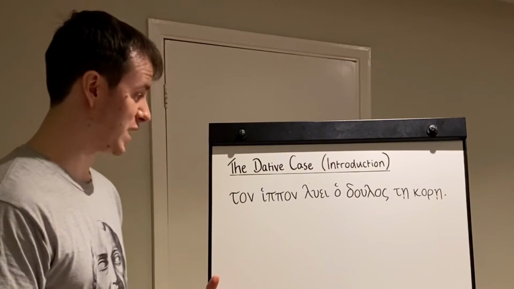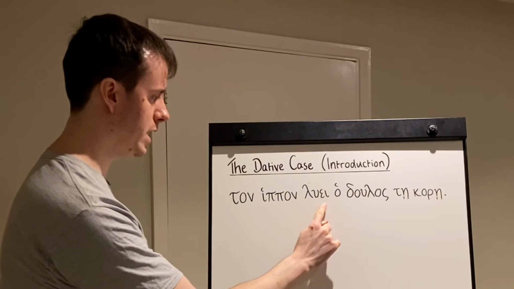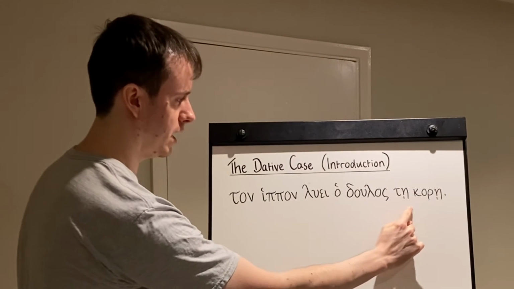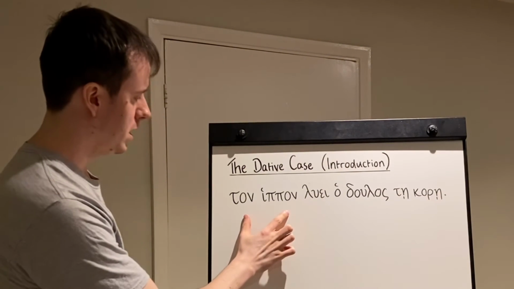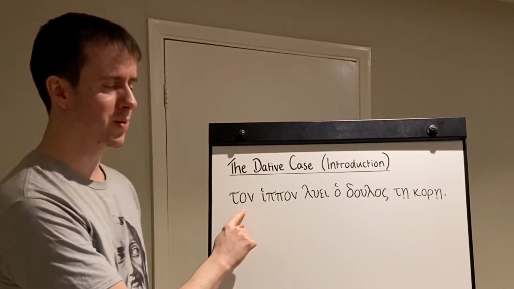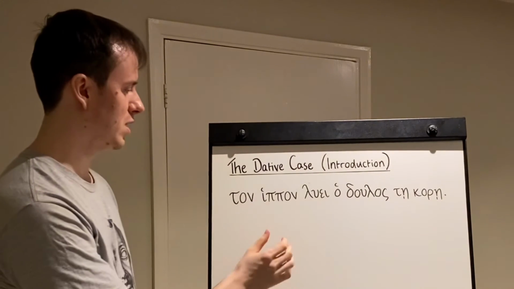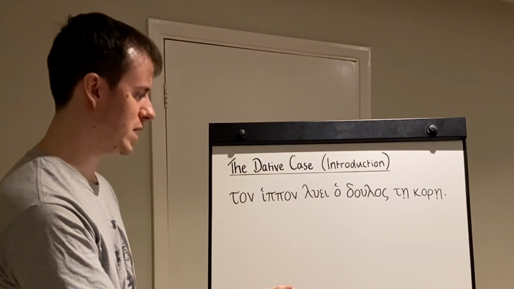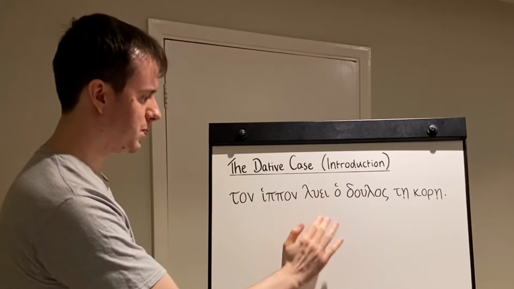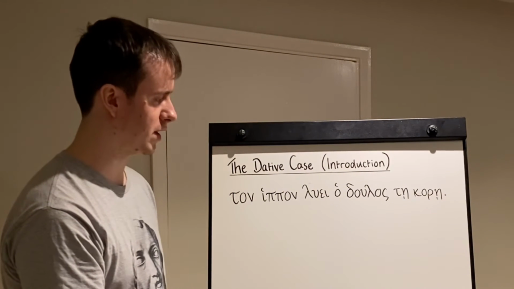Okay, here is a fifth example. This example is ton hippon luei ho doulos tei korei. To begin with, ton hippon is in the accusative, which we know from the masculine accusative singular definite article, and so the horse must be the direct object. He's having the verb done to him. And then we've got luei, which means he, she, it releases or is releasing.